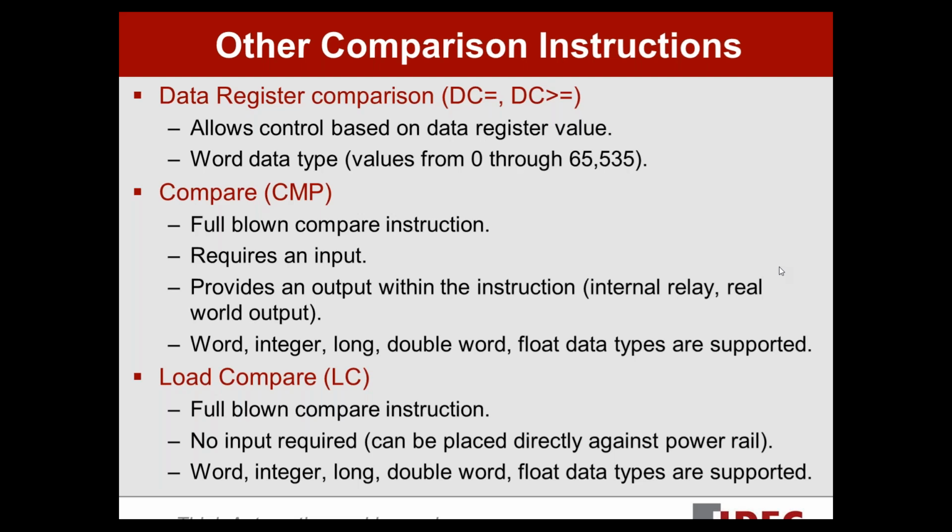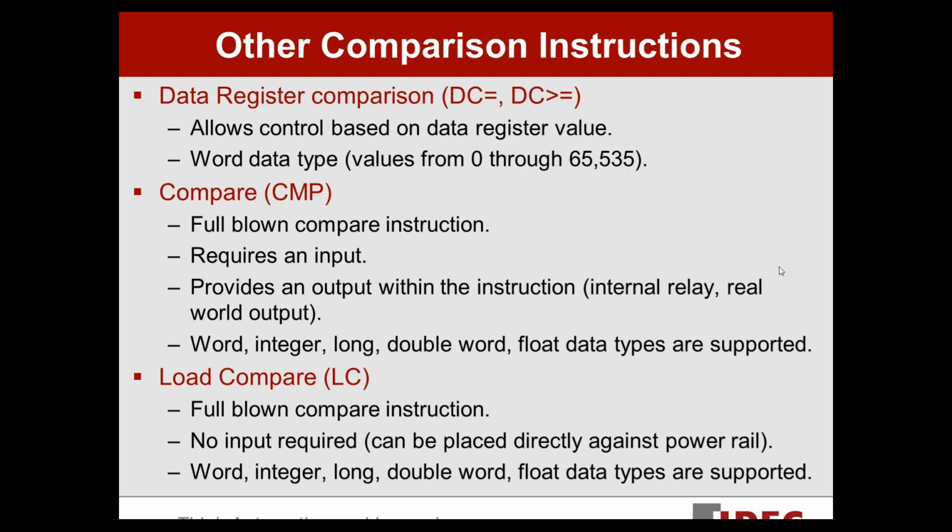Some other comparison instructions that we've got, and we will take a look at some of these too when we do the examples in just a moment. You've also got data register comparisons, and those are similar to the counter comparisons in that you can do a comparison of data register if it's equal or greater than or equal. And again, instead of looking at the value of a counter, you're looking at the value of a data register. Those instructions are word data types. In other words, you can compare values from 0 through 65535.